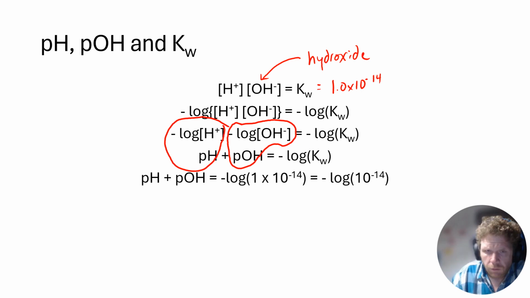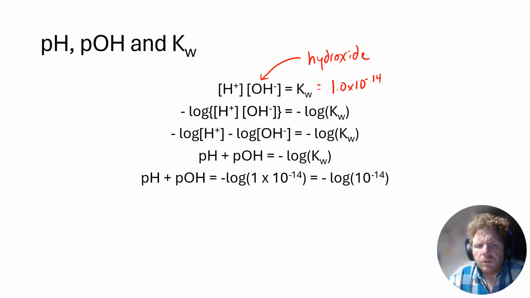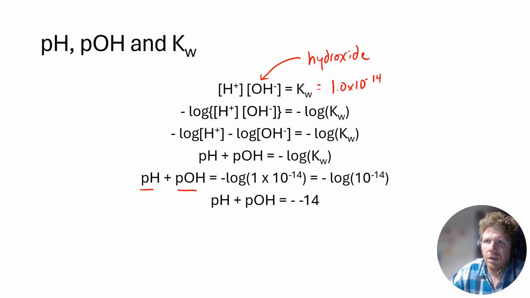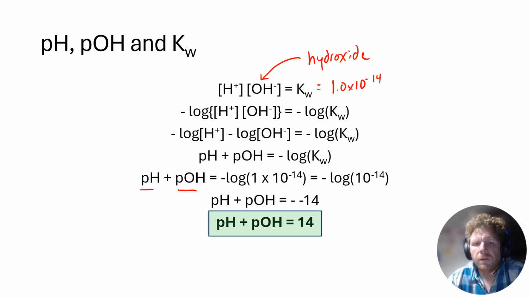Well, I'm going to erase some stuff real quick. Another way to look at this is pH plus pOH is equal to negative log of 1 times 10 to the negative 14th, which is the same as negative log of 10 to the negative 14th, which is the same as negative negative 14. So pH plus pOH is equal to 14.